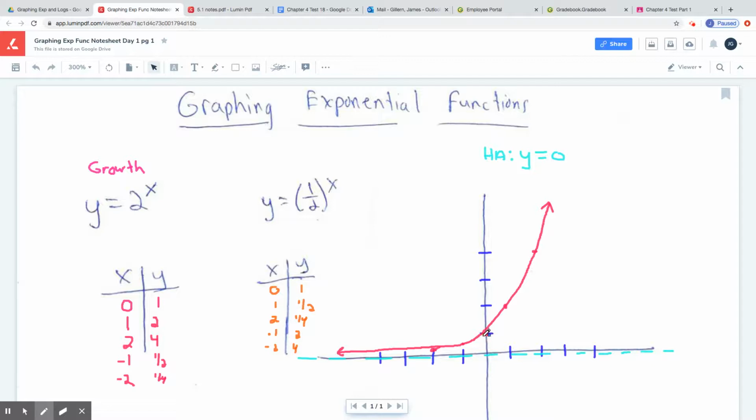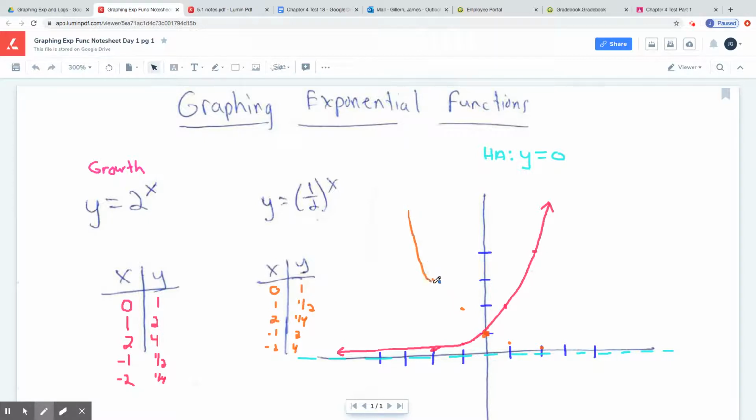So it looks like this. 0, 1 is still there. 1 comma a half is here. 2 comma a fourth is there. Negative 1, 2 is here. Negative 2, 4 is here.